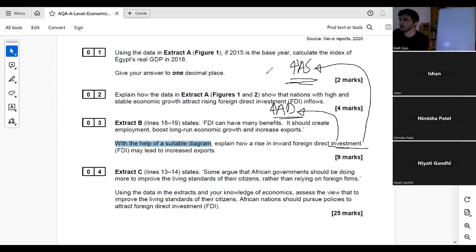So think about investment means firms buy more capital. If there is more capital, what happens to the supply of capital? What happens to the price of capital? And why would that relate to aggregate supply in the economy as a whole?